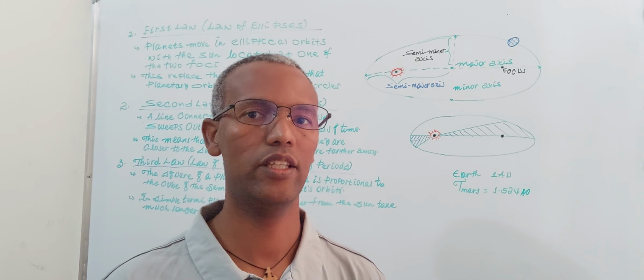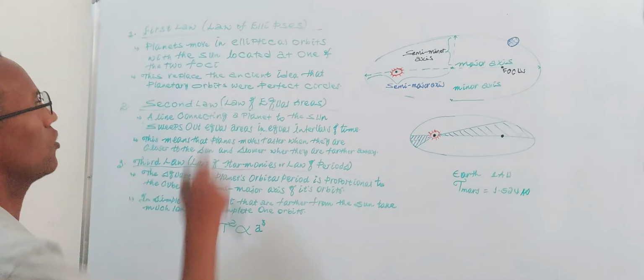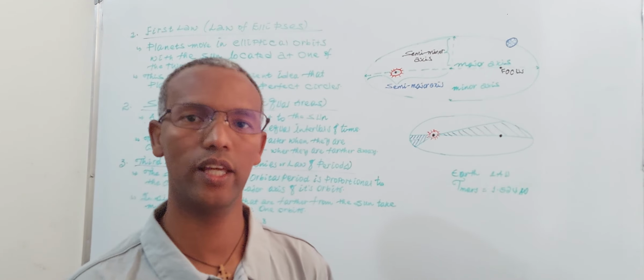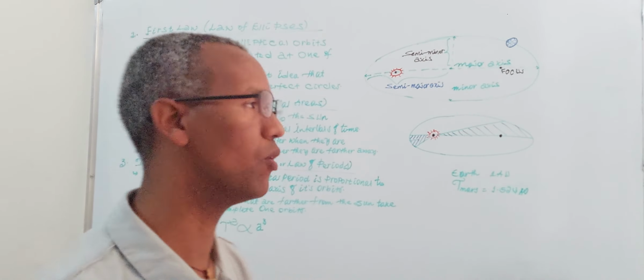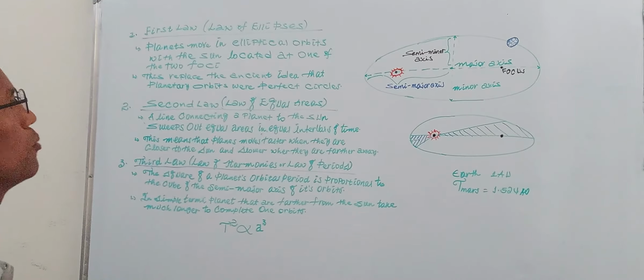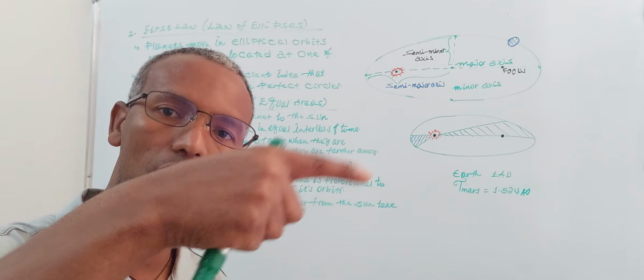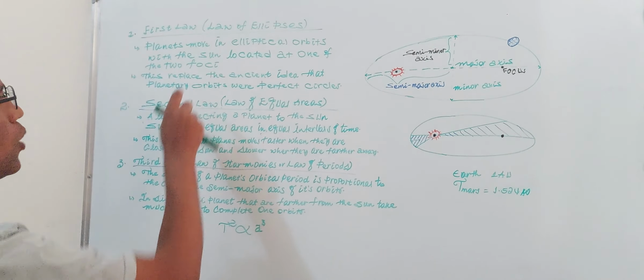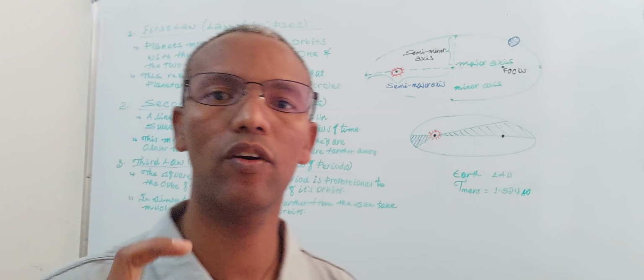So let's proceed with his laws. His first law, we call it the law of ellipses. This law states that the planet moves in an elliptical orbit with the sun located at one of the foci.